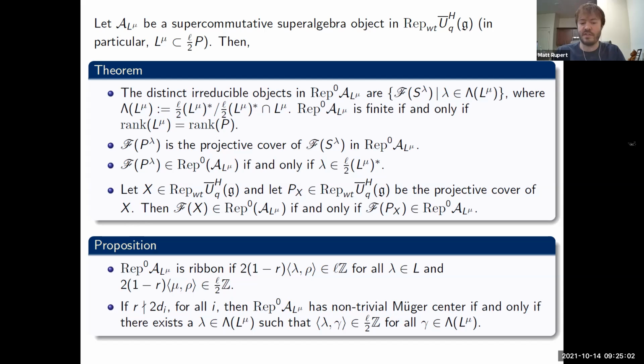So we know what the irreducible modules are, what the projective modules are. We know when this category is ribbon. We know when it's non-degenerate. And now we want to apply this to make some conjectures about the triplet and BP algebras in higher rank. We do this by identifying some algebra object in the category of weight modules corresponding to these VOAs.